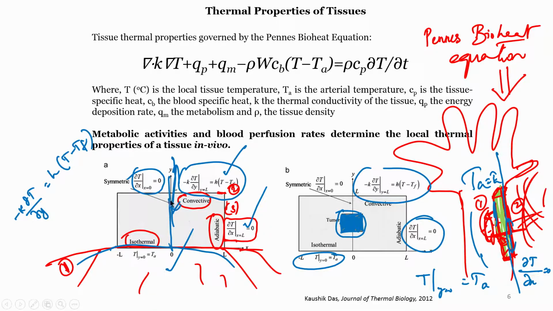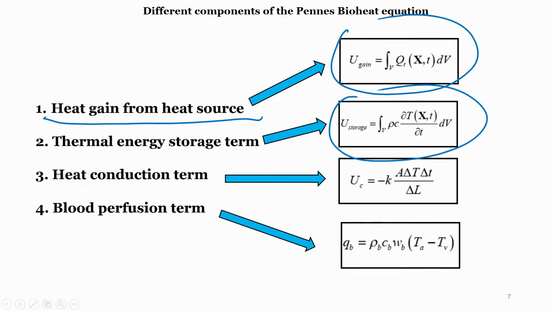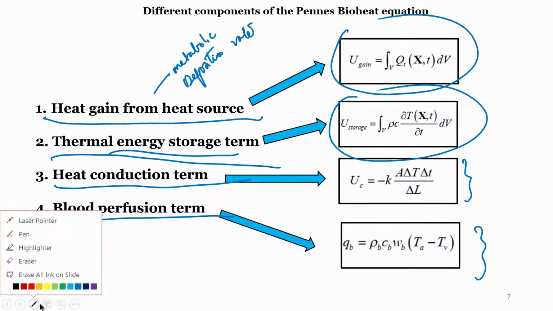Okay. Now let us look at, so this we have already seen, basically what the different components of the Pennes bioheat equation are. You know that there are heat gain sources, which are basically the metabolic heat generation and the deposition rate. Then the thermal energy storage term, this is because if the input heat is much higher than the output heat, or the heat that is convected away, there will be an accumulation of thermal energy inside, which leads to an increase in temperature, that is the thermal energy storage term. Then the heat conduction term, as you understood, it is like solid conduction through the tissue. What is the equation that governs it, and we have also seen the blood perfusion term. This we have covered properly in the previous session.